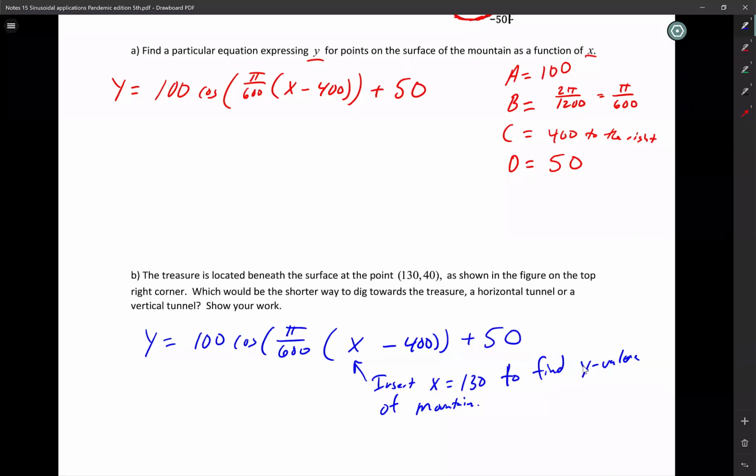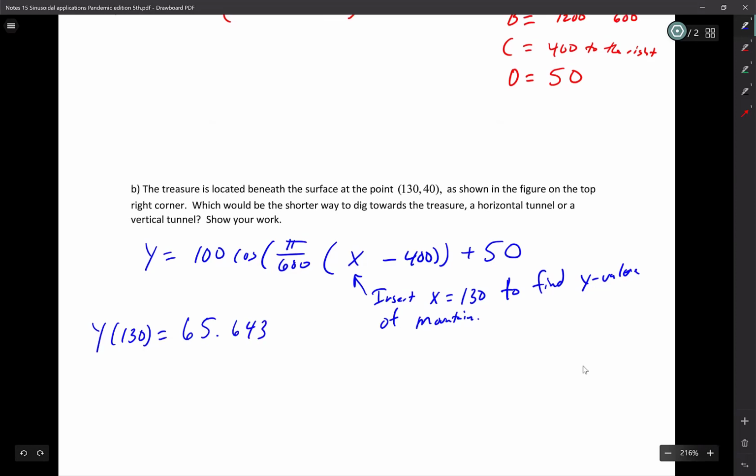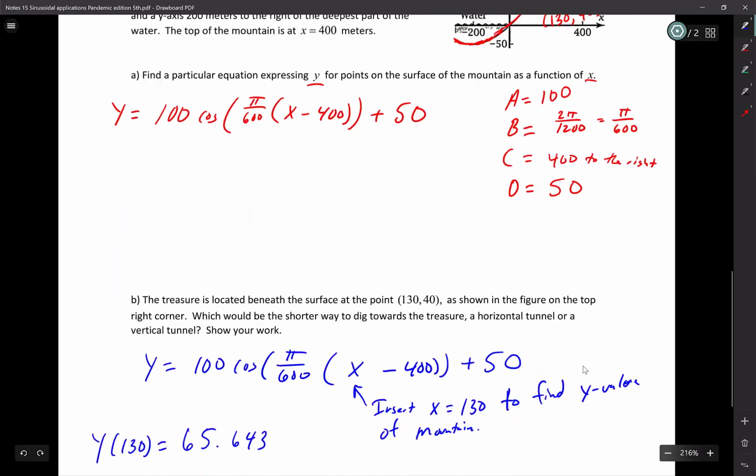And let's go and figure this out. So Y of 130 equals, and then you hook me up, 65 point what? 643. And this is in meters, I believe. Yep, meters.